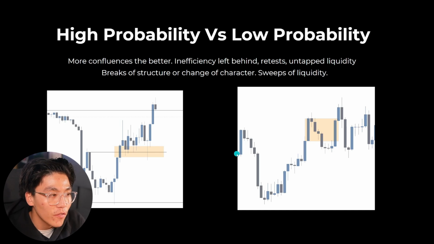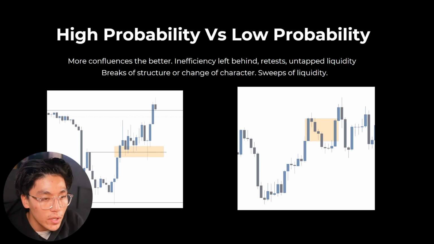So what I like to look for on an order block is inefficiencies left behind. I like to look for retests. I like to look for untapped liquidity. These are just some of the things I like to look for. I'll be showing you guys more examples here in a second.